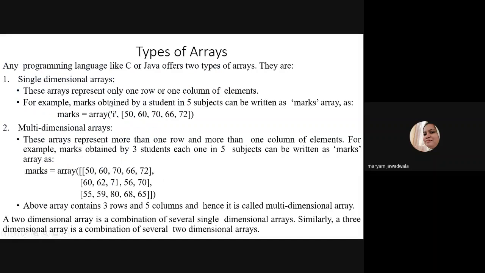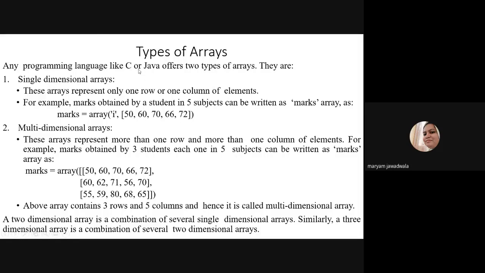So first of all, types of arrays. Any programming language like C or Java has 2 types of arrays. The first one is single dimensional array and the second one is multi-dimensional array. First understand what you mean by single dimensional array. Single dimensional array means what? We can represent the elements either in one row or one column. One row or one column of elements is nothing but your single dimensional array.